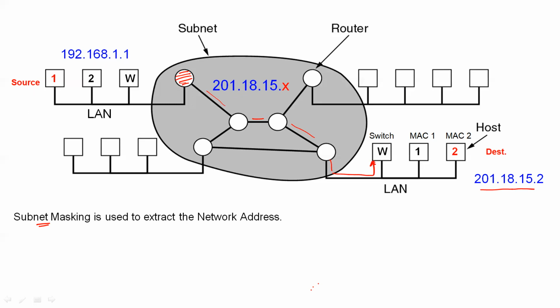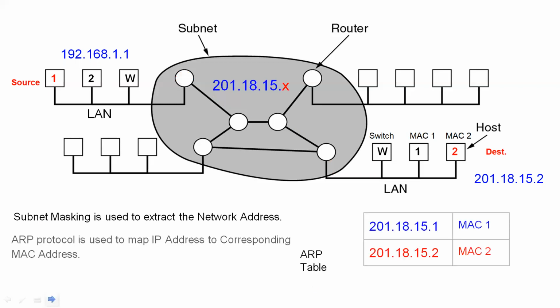Once the packet reaches this switch, the router's responsibility is over. Now this switch will take over. Once the packet reaches the switch, it has to find the individual system. So the question comes, how does the switch maintain the individual system information? That is done using the ARP table. ARP stands for address resolution protocol.